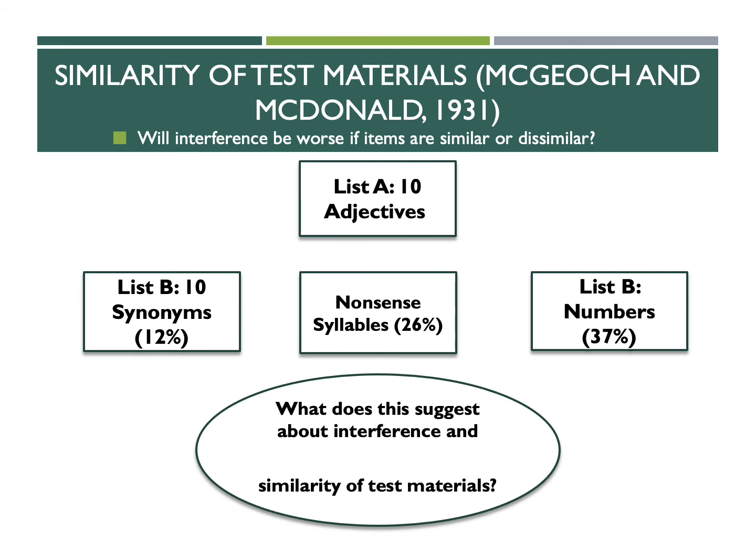So what does this suggest about interference and similarity of test materials? Write me a little sentence to say what this research suggests. It suggests that interference is worse if the items are similar, based on the fact that the synonym group only remembered 12% compared to the numbers who remembered 37%.